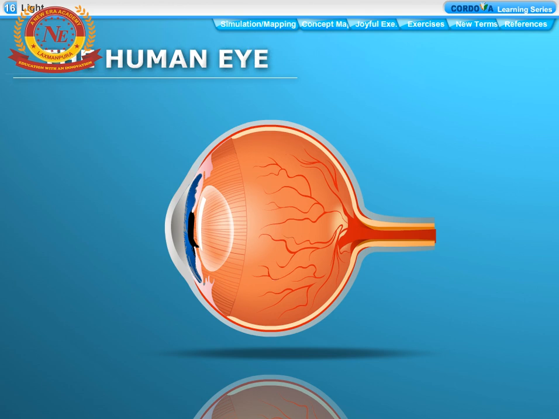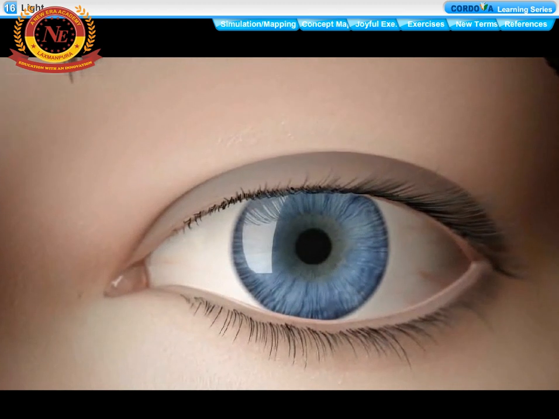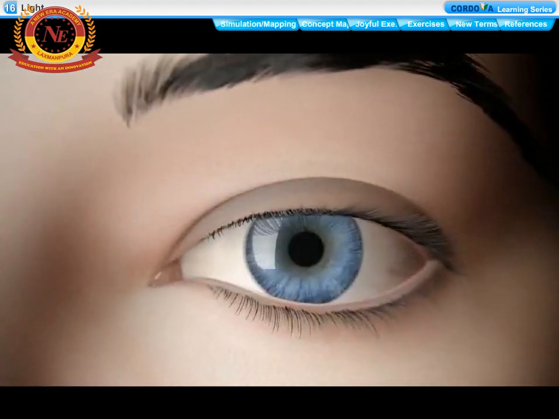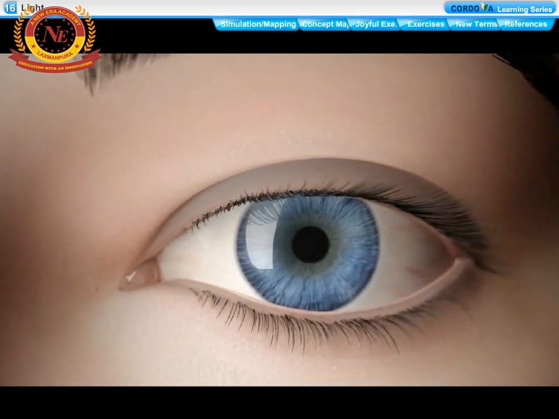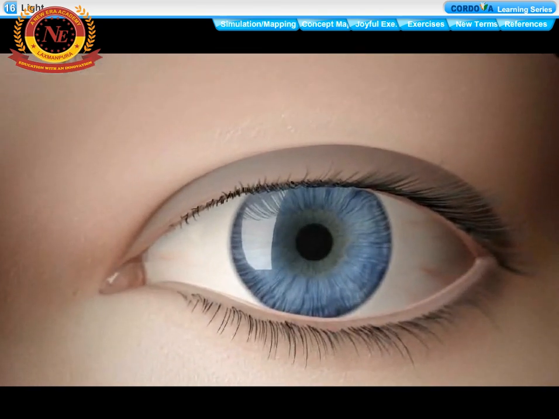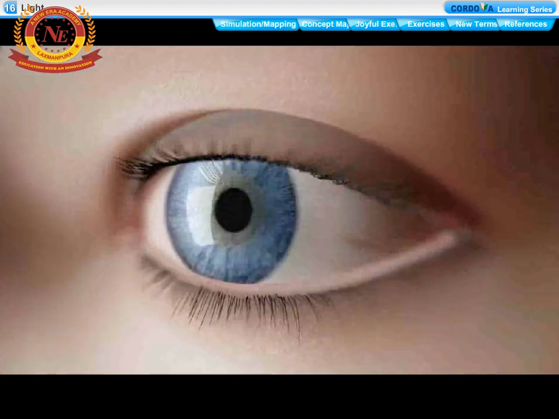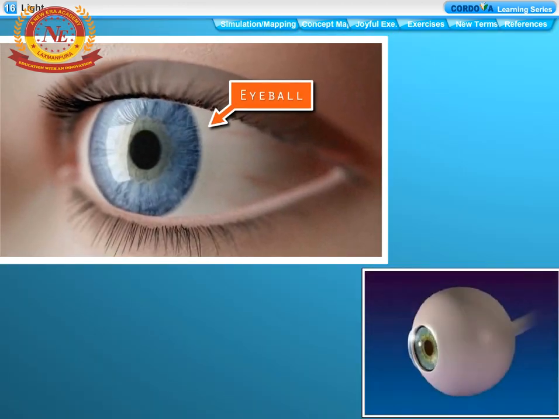Human eye. The human eye is a light-sensitive organ which enables us to see the beautiful world around us. The eyelids act as the shutter of the eye and protect it from injury or prevent any object from entering the eye. They also shut out light when not required. The eyeball is almost like a spherical ball. It has a diameter of about 2.3 centimeters.